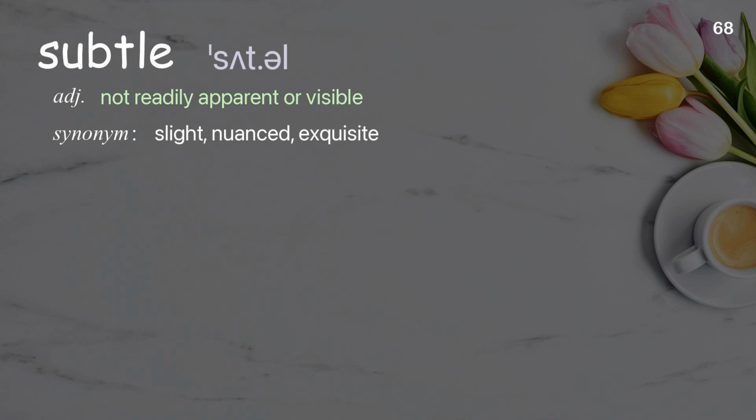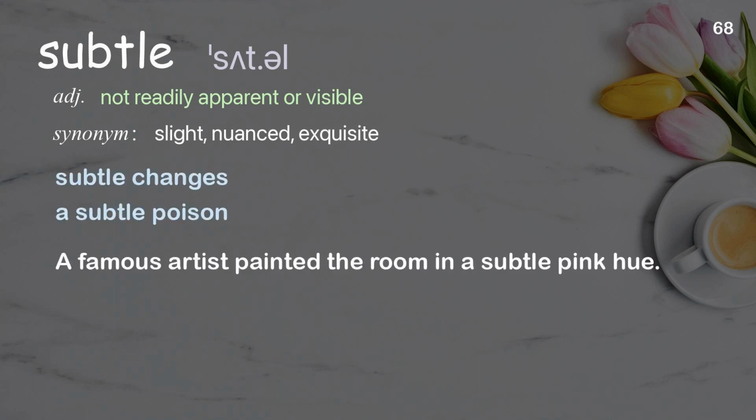Subtle. Not readily apparent or visible. Examples: Subtle changes, a subtle poison. The room was painted in a subtle pink hue.